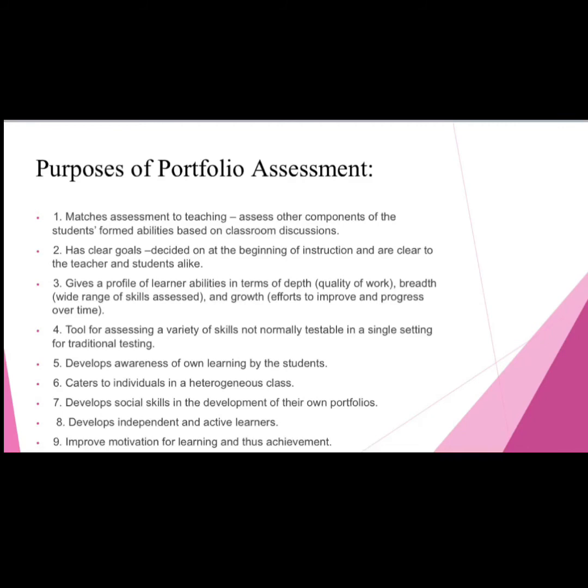So when we are making our portfolio, we need to ensure that we have enough tools or materials to make our portfolio. And number five, develop awareness of own learning by the students. Number six, caters to individual in the heterogeneous class. Number seven, develop social skills in the development of their own portfolios. Number eight, develops independent and active learners. And number nine, motivation for learning and thus achievement. Number 10, provide opportunity for student-teachers dialogue.